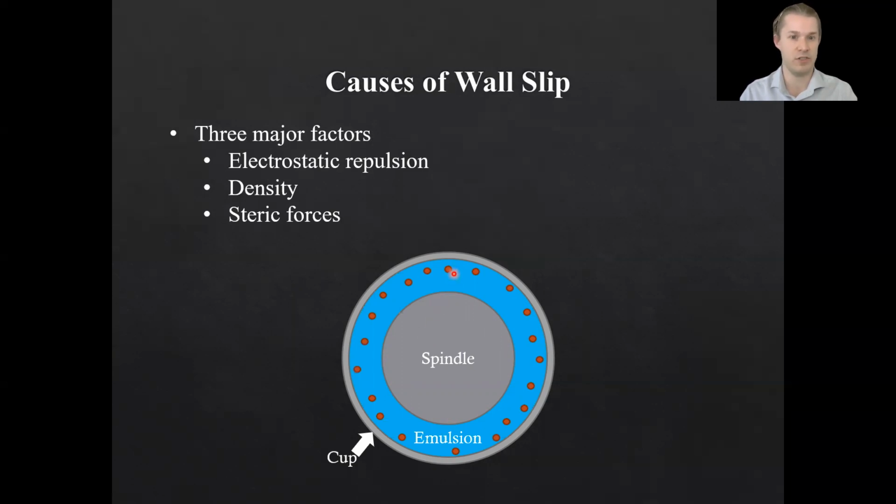Finally, steric forces. Depending on the molecular characteristics of our dispersed phase, these particles may attempt to find more space amongst the relatively larger area around the cup compared to that of the spindle. Any one or all three of these can lead to or contribute to wall slip occurring. It may be a case of a single one or all three being a factor.